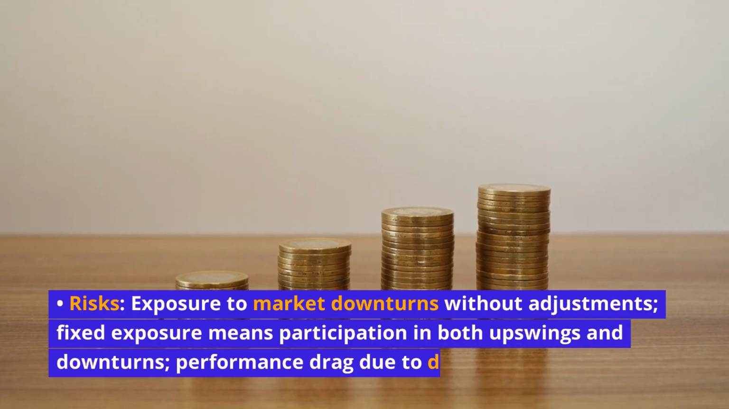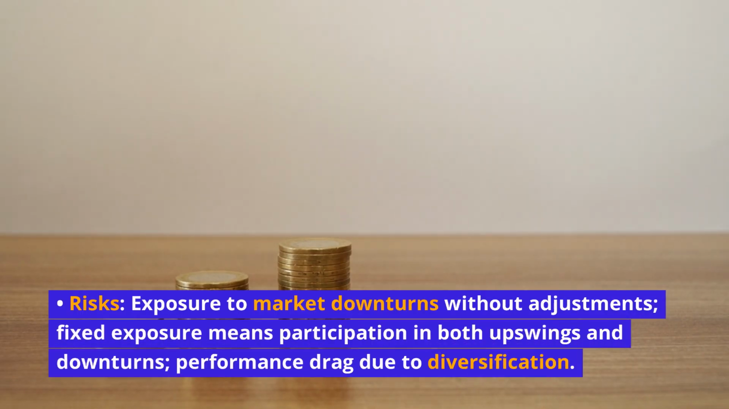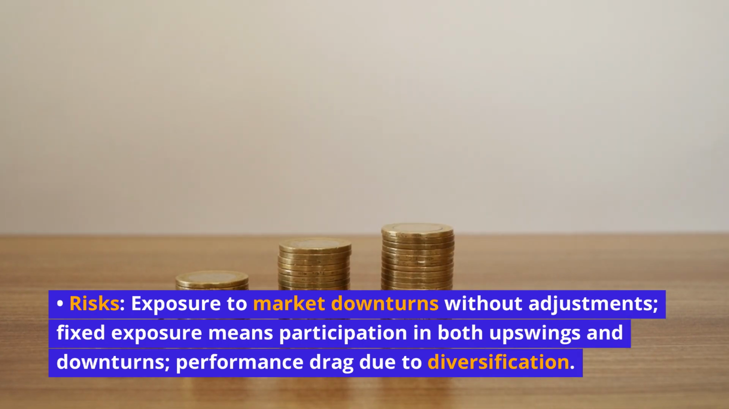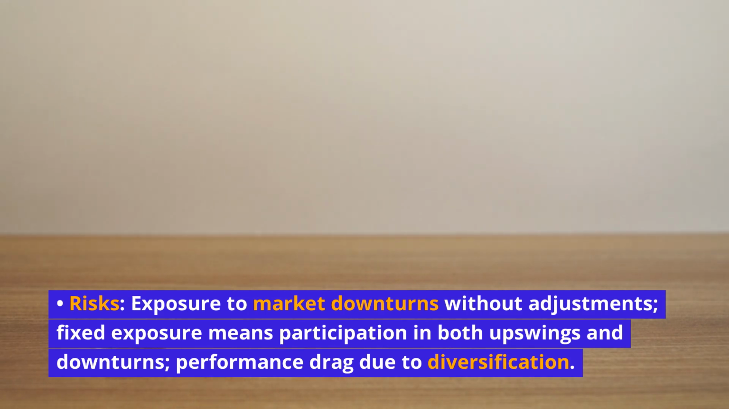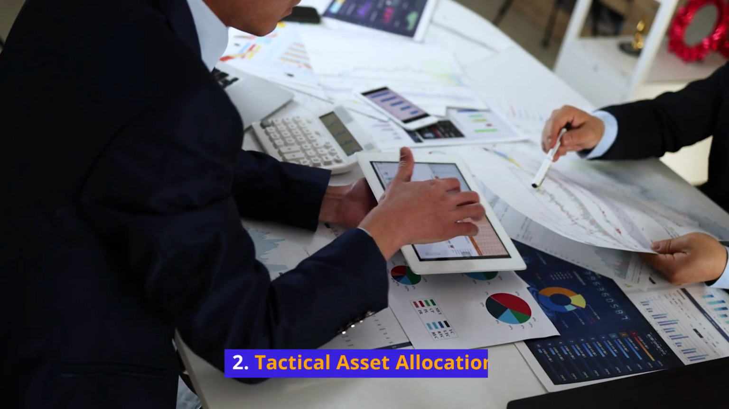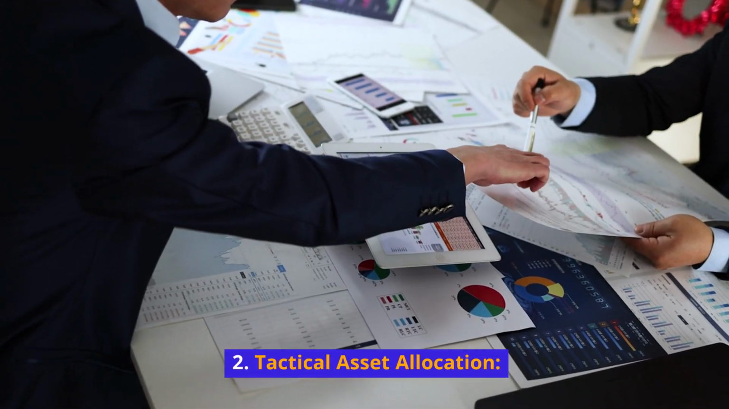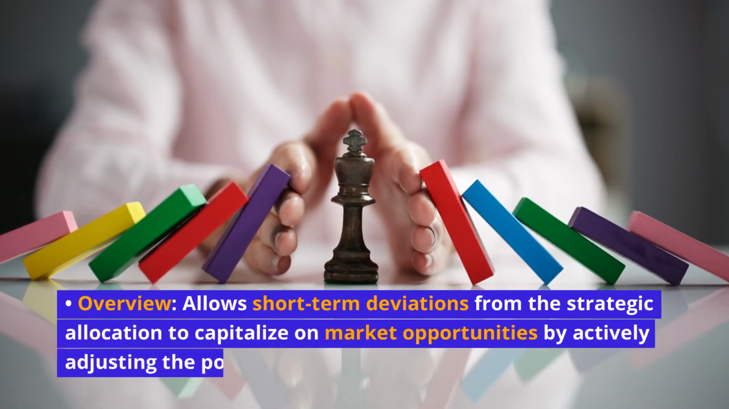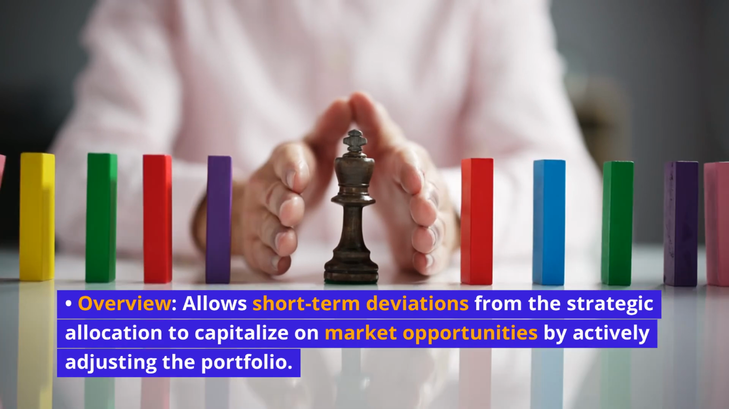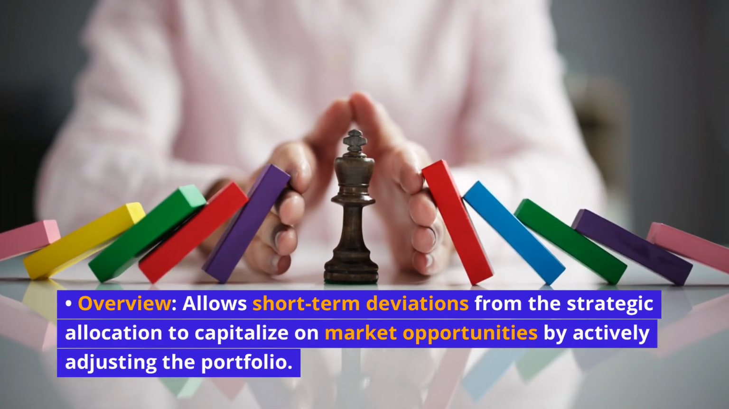Risks: exposure to market downturns without adjustments. Fixed exposure means participation in both upswings and downturns. Performance drag due to diversification. 2. Tactical asset allocation. Overview: allows short-term deviations from the strategic allocation to capitalize on market opportunities by actively adjusting the portfolio.